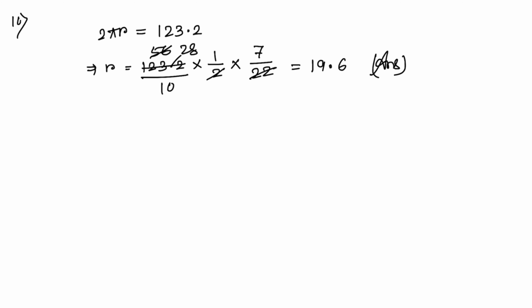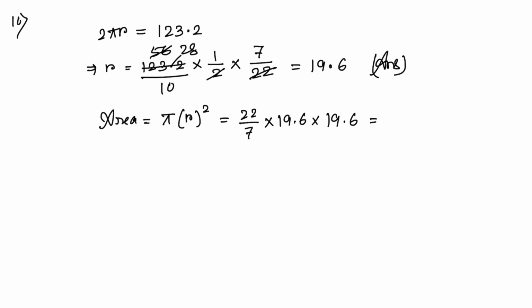Next one, the area of the circle in centimeter square. If you want to find the area, that means pi r square. So pi means 22 by 7 and then 19.6 into 19.6. That equals 1207.36 centimeter square, near about 1207 centimeter square as your answer.